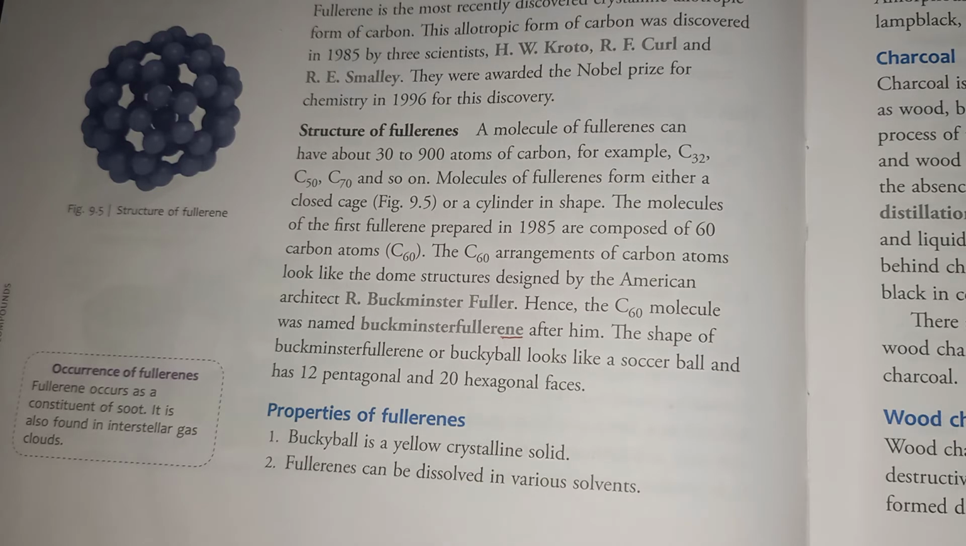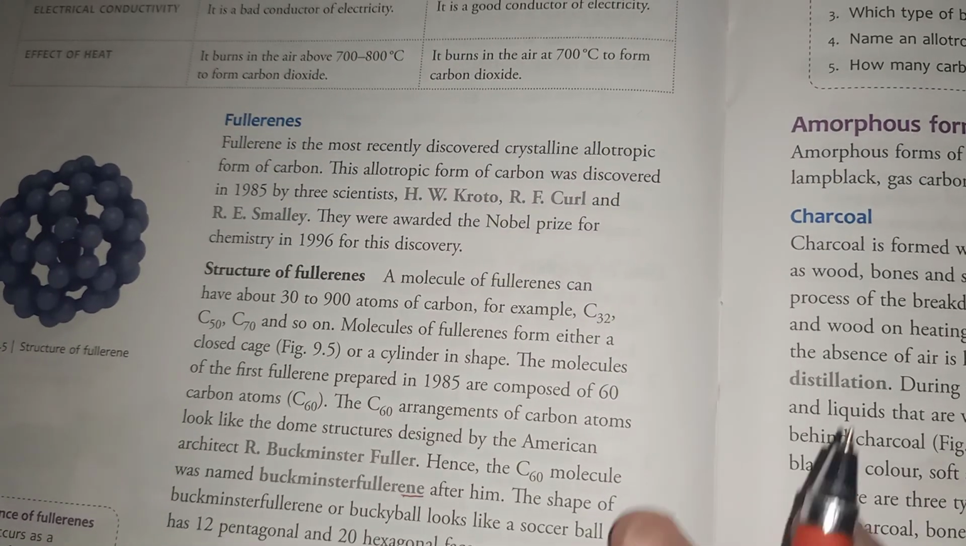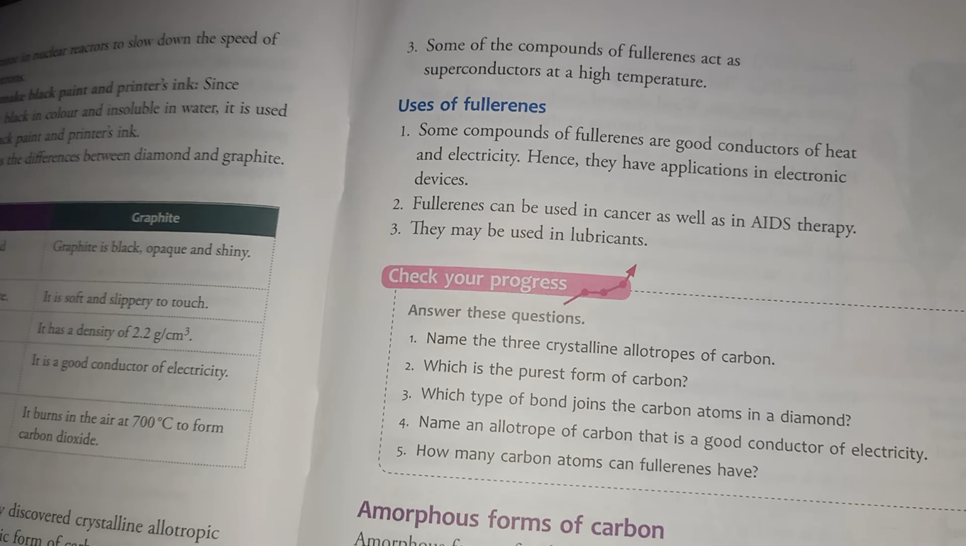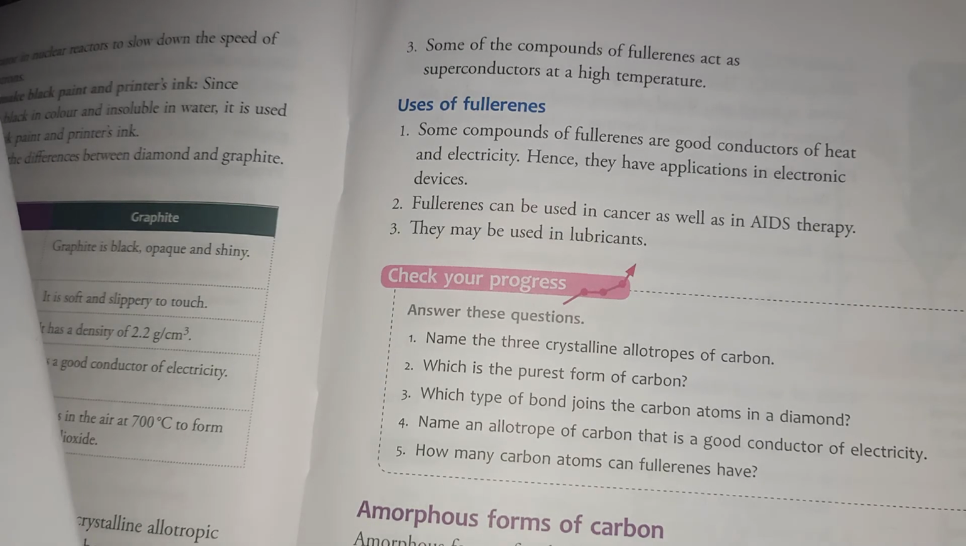Fullerenes can be dissolved in various solvents. Some of the compounds of fullerenes act as superconductors at high temperature. Fullerenes are less dense than diamond and graphite. They are insoluble in water, and like graphite, fullerenes are also soft and slippery, but at the same time they are brittle. And fullerenes mostly have a low melting point.